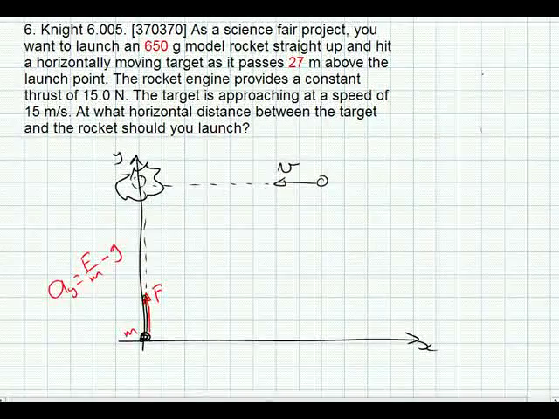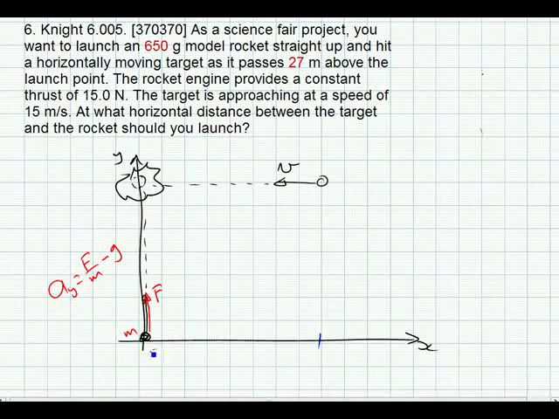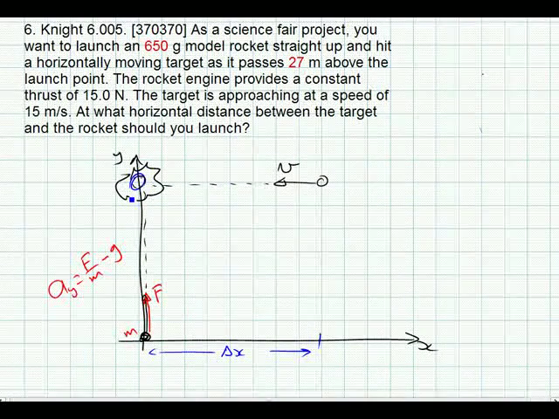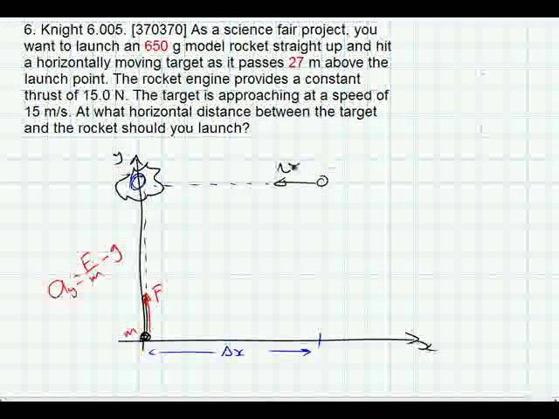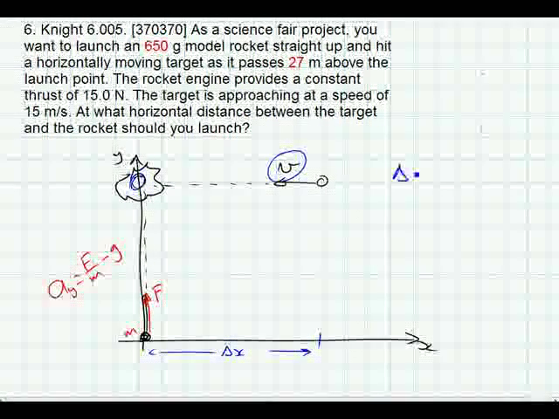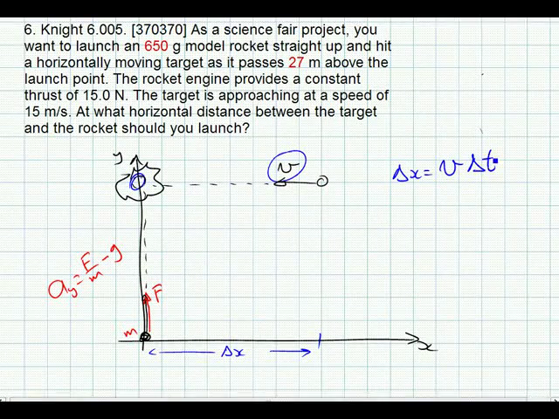And what we're trying to do is figure out exactly when we need to launch such that we hit the target when it's right above our launch position. So we are trying to figure out this delta x right there. But that delta x, the target is moving with constant velocity v, so that delta x is simply velocity of the target times delta t.